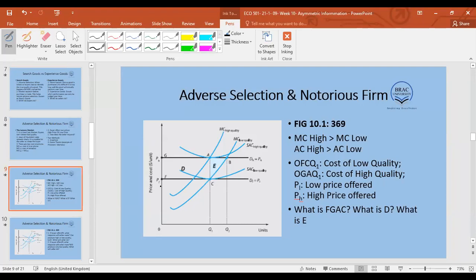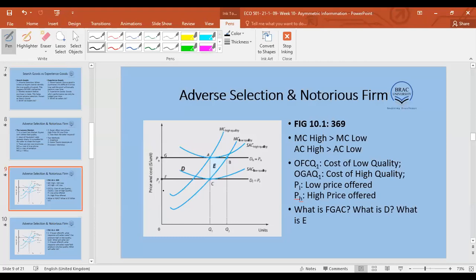So O G A Q1. This is the price that I offered to him. He is now a notorious firm. He has decided to operate over here. So what is his cost? O F C Q1, right? Yes, sir. And so what happens? He gets two profits.